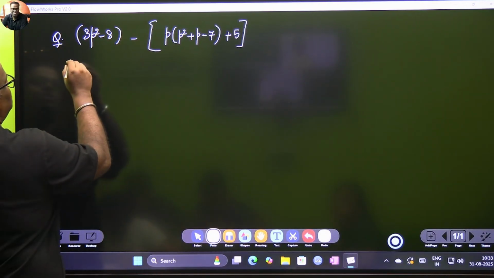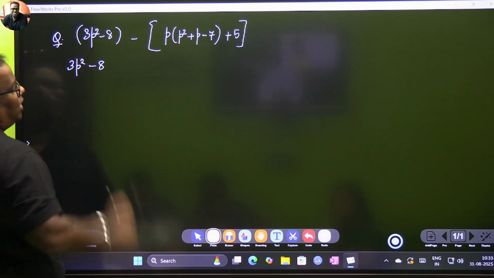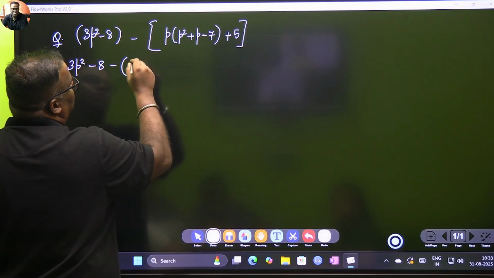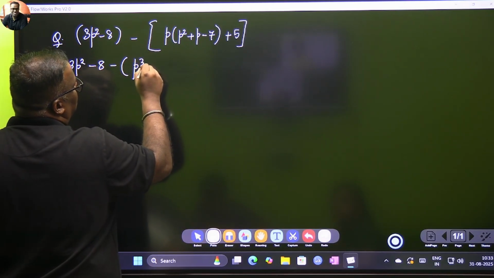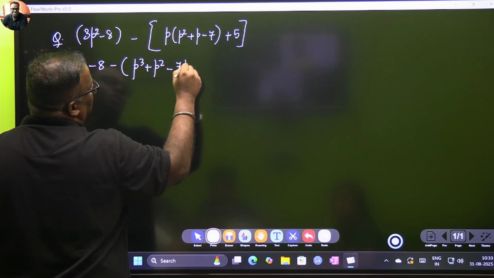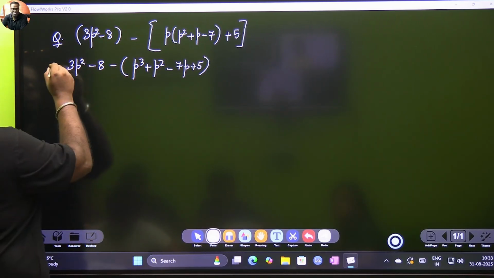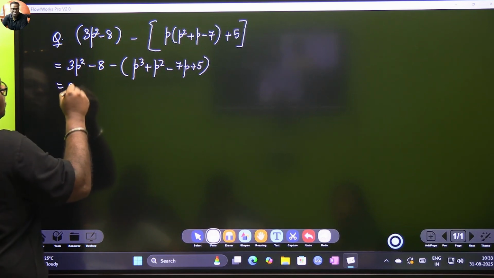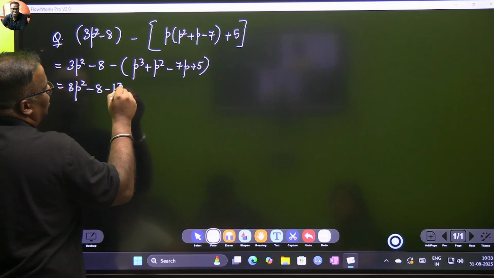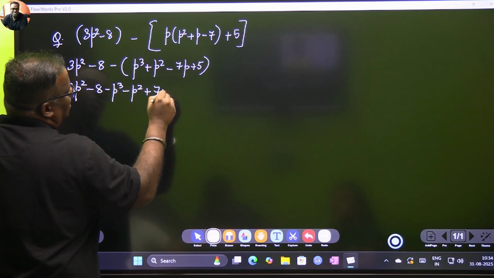Okay. So this becomes 3p square. There is no issue. And this becomes 8. Fine. And then I keep my minus. I first attend to this bracket. It would become p cube plus p square minus 7p plus 5. Right. In my next step, I start opening up that bracket. So it's 3p square minus 8 minus p cube minus p square plus 7p minus 5.